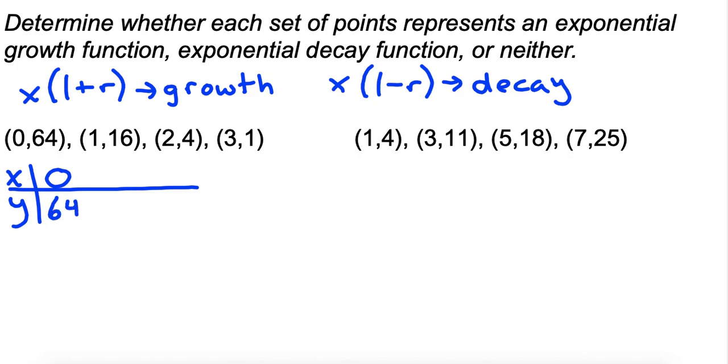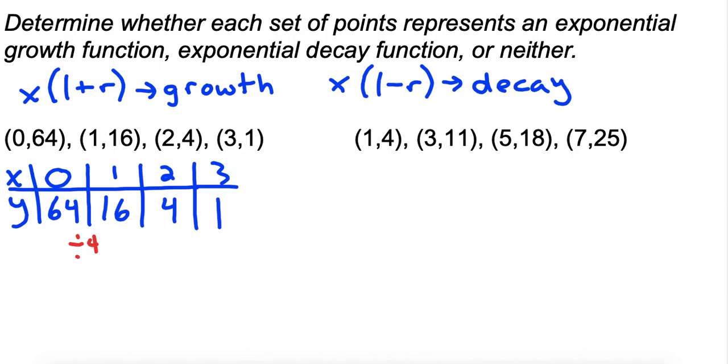I've got 0, 64, 1, 16, 2, 4, and 3, 1. So my X's are all going up by 1, so we're good there. Then we want to look at what the Y's are doing. Well, it's dividing by 4. But remember, we want to know what we're multiplying by. So dividing by 4 is the same thing as multiplying by the fraction 1 over 4. Since we are multiplying by something less than 1, it is exponential decay.